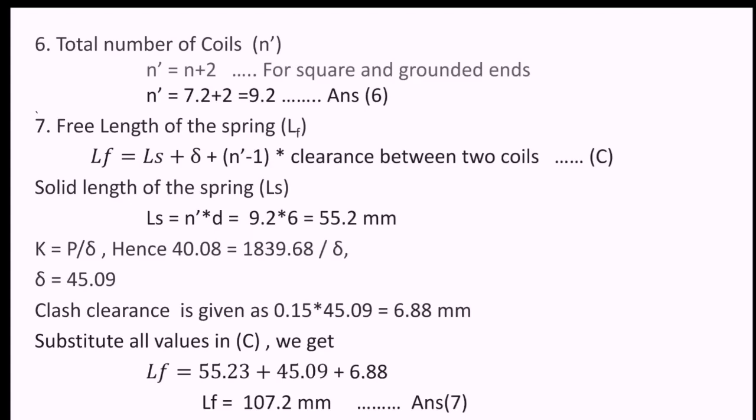In the question it was given that clash clearance is 15% of the total deflection. So I will write it as 0.15 into 45.09. On solving which I will get the answer as 6.88 mm. Substituting all these values in equation C, I will get the free length of the spring as 107.2 mm.